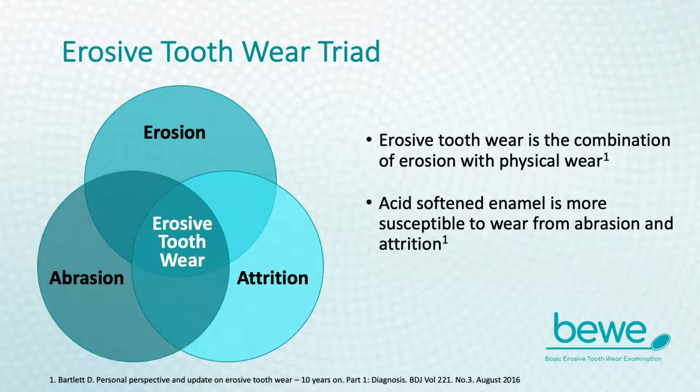Erosive tooth wear is a multifactorial condition resulting in the loss of tooth tissue through erosion with physical wear such as abrasion or attrition. When acids from the diet or intrinsic sources soften the tooth surface, it becomes more susceptible to mechanical wear. I want to emphasize that erosive tooth wear includes abrasion and attrition, both of which can in theory work independently but normally occur with erosion. We use the term erosive tooth wear to capture that erosion can be involved but not always.